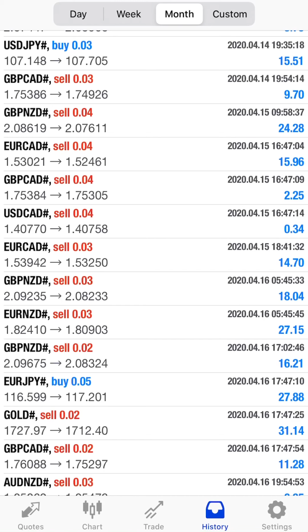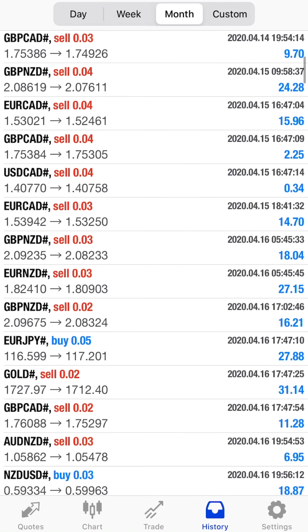If someone asks me what my risk and money management is, I never go over 1 or 2% of my account balance on a single trade. So you always have to stick to your risk and money management.